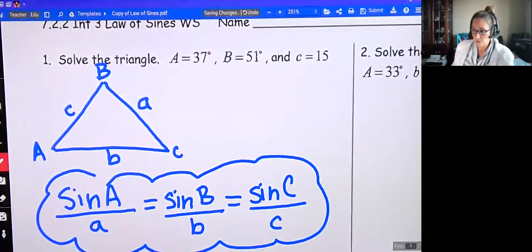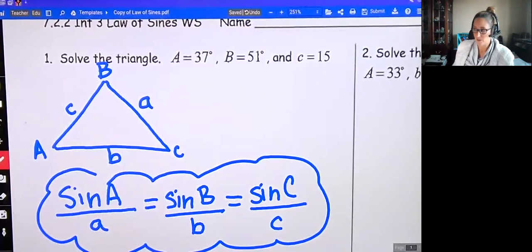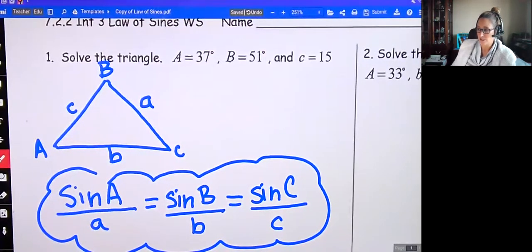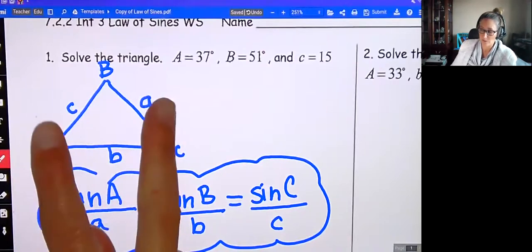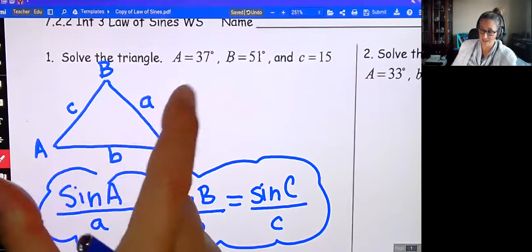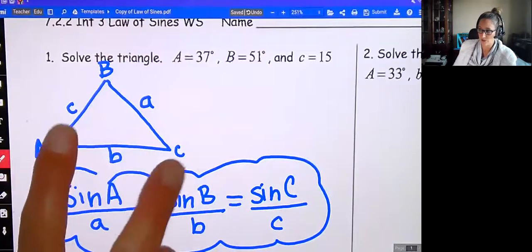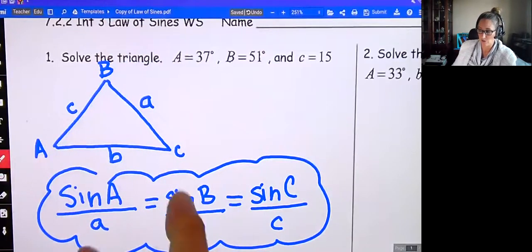Now, when we're doing this, you're going to need to have a pair. When I say a pair, what I mean is you're going to need to know an angle and the side opposite it, one pair. Whether it's the A and a, the B and b, or the C and c. You're going to need to know one pair in order to use this formula, okay?